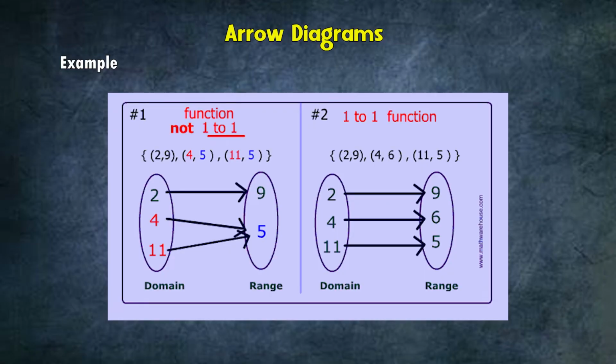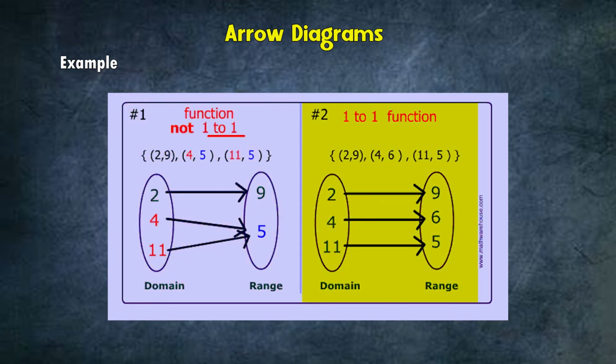Let's look at these two arrow diagrams. In the first, we have 2, 4, and 11 belonging to the domain, and 5 and 9 are in the range. If we look closely, we could see that 4 and 11 map to 5, while 2 maps to 9. In this example, we have more than 1 going to 1. So this is not a function.